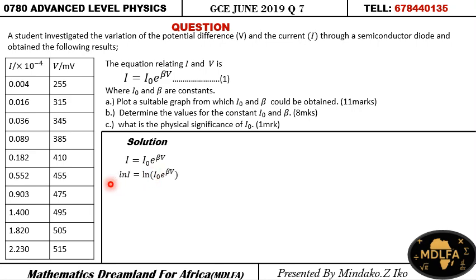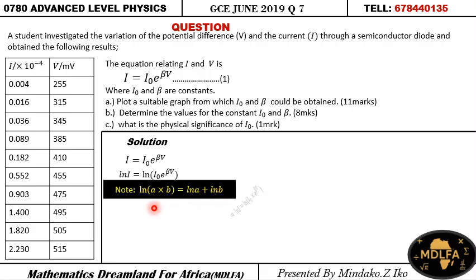So if I take ln on both sides, I have ln I equals ln of I naught e power beta V. From here, we have to note that ln of A times B is just ln A plus ln B, according to logarithms. I just included the multiplication sign, but it's still the same thing. So I have ln I equals ln of I naught times e power beta V. If I apply this law, I will have ln I equals ln I naught plus ln e power beta V. But this is another important property when it comes to logarithms.